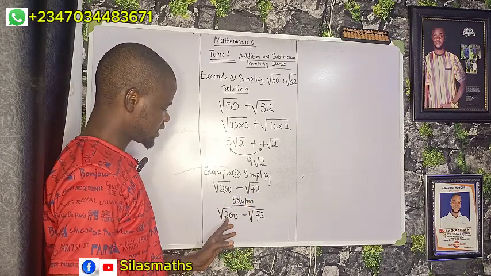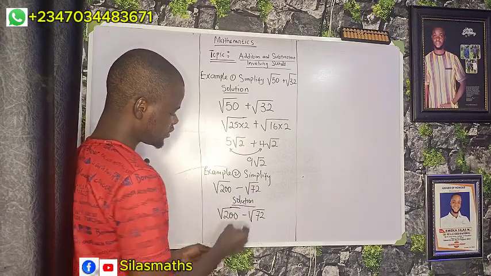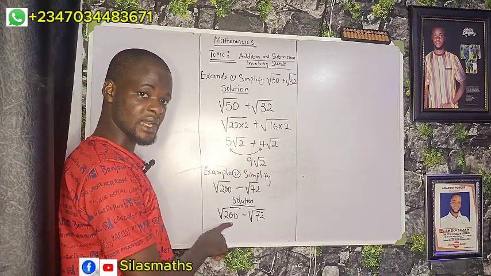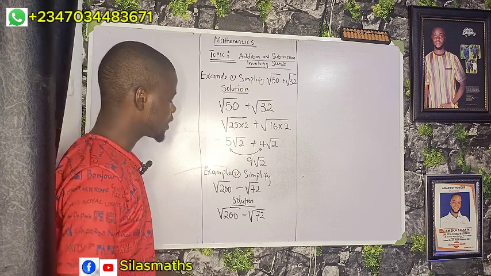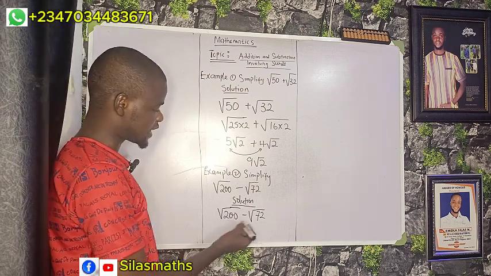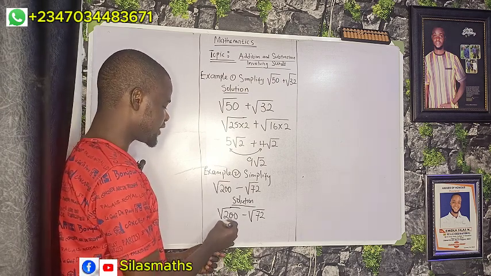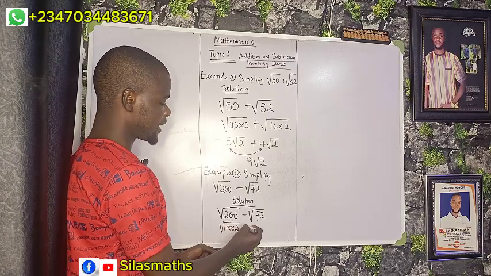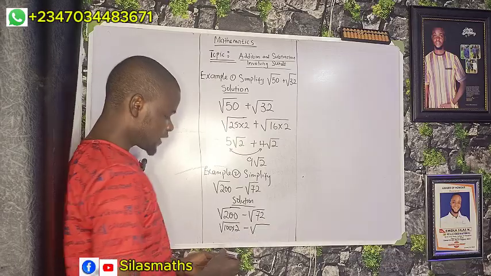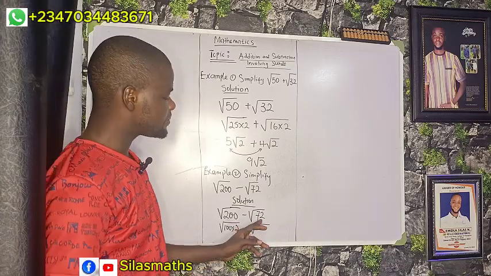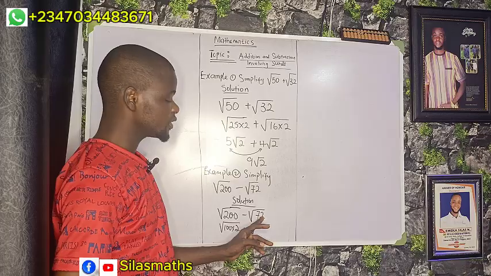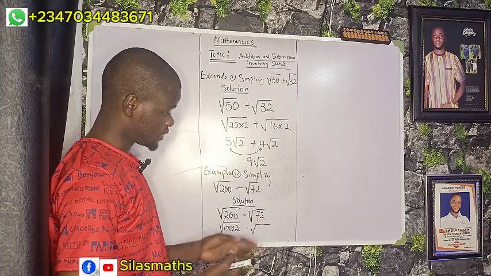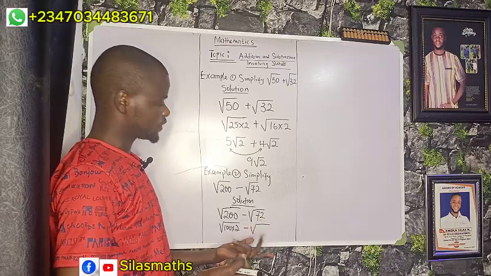Now, how do I solve this? I know of a square number that will multiply another number to give us this, and that square number is 100. So 100 times what will give me 200? That is 2. So I have my square root of 100 times 2 minus square root of, now the question is, what square number will multiply a number to give us 72? I don't know, but I know that there's a square number that will.